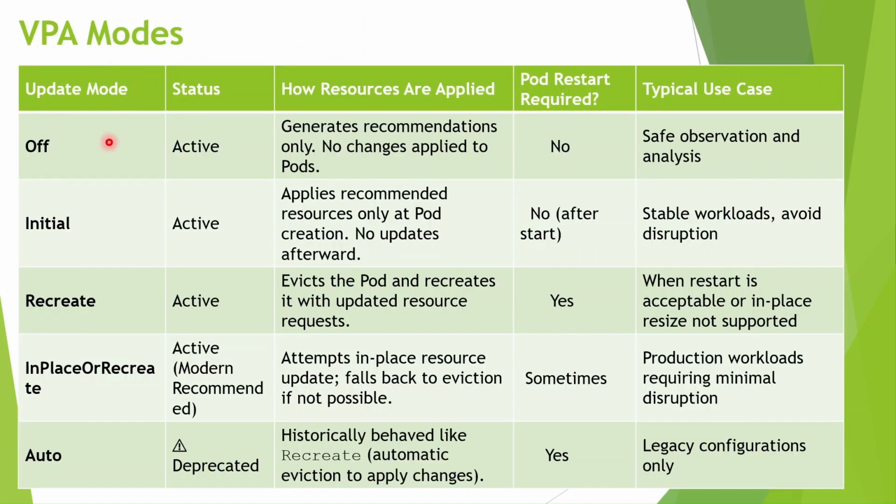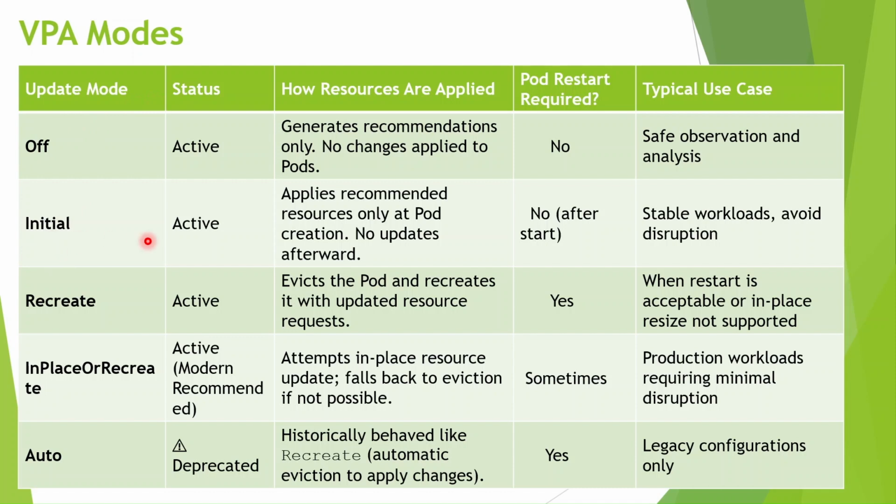There are some VPA modes which you can choose when you create your VPA in GKE. First of all is Off. Its status will be active and it will just generate recommendations only. It will not apply them to any pods, so no pod restart is required, and it just saves observation and analysis. Suppose you want to see only the recommendations and don't want to apply them to the pods, and maybe you need to take those decisions later on, for example when some critical application is running and you want to do it during downtime, then you can put the update mode as Off.